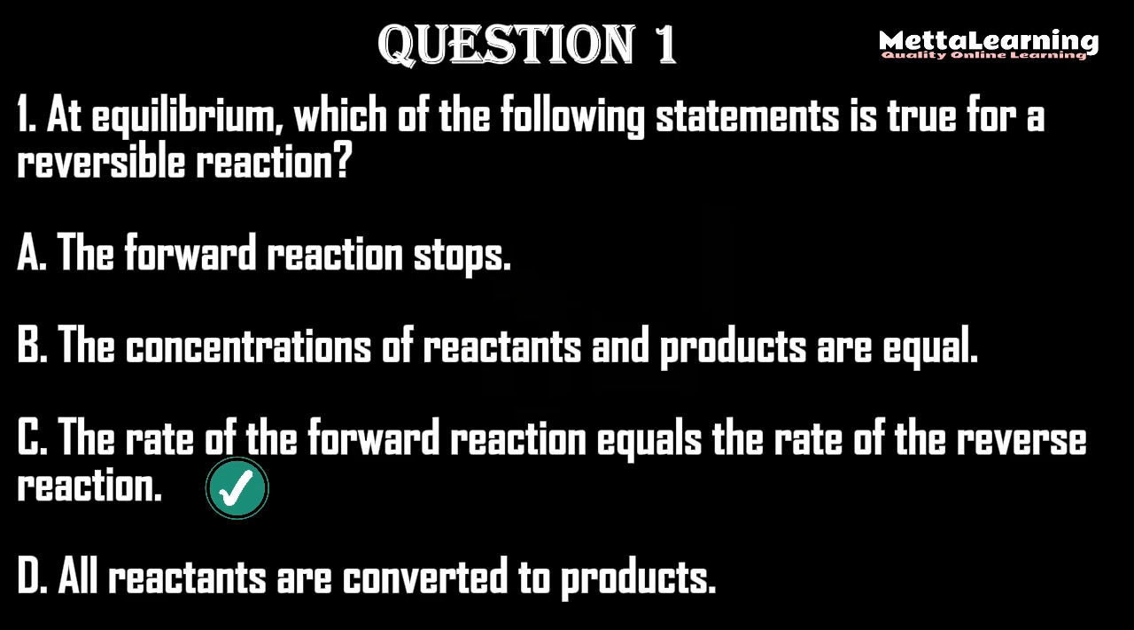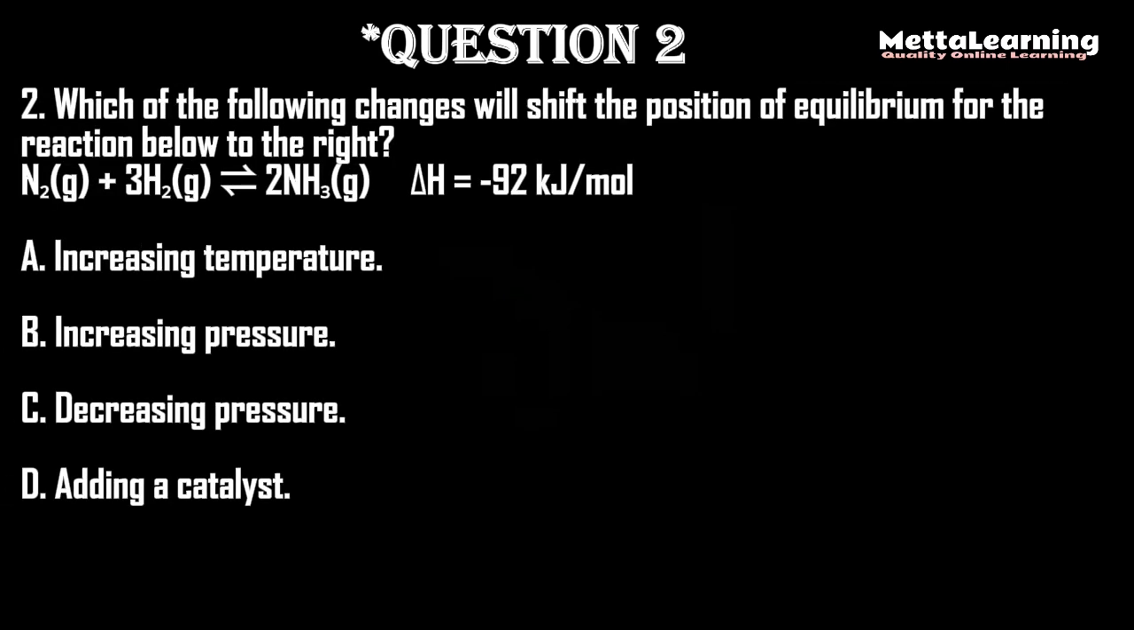So our correct answer is option C, which is the rate of the forward reaction equals the rate of the reverse reaction. For the second question, which of the following changes will shift the position of equilibrium for the reaction below to the right? We are given the equation: nitrogen gas plus 3 mole of hydrogen gas giving us 2 mole of ammonia.